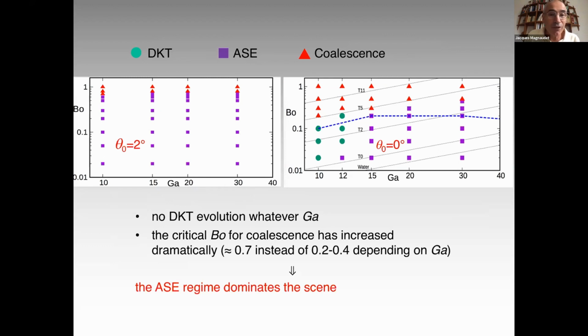So you see that on the left, there is no green bullet at all, which means that the DKT scenario never takes place. And you can also see that the threshold Bond number is about 0.7, to be compared to what we got before with a threshold which was ranging from 0.2 to 0.4, depending on the Galilei number. So clearly, a tiny initial deviation makes the final evolution of the bubble pair very different.